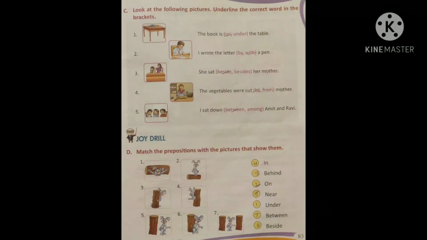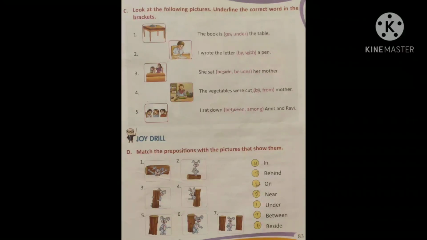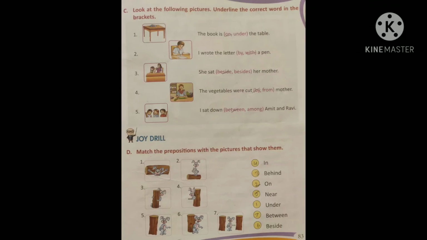D part, match the preposition with the pictures that show them. Okay, first one is under. Second one is on. Third one is behind. Fourth one is in. Fifth one is near. Sixth one is beside. Seventh one is between.